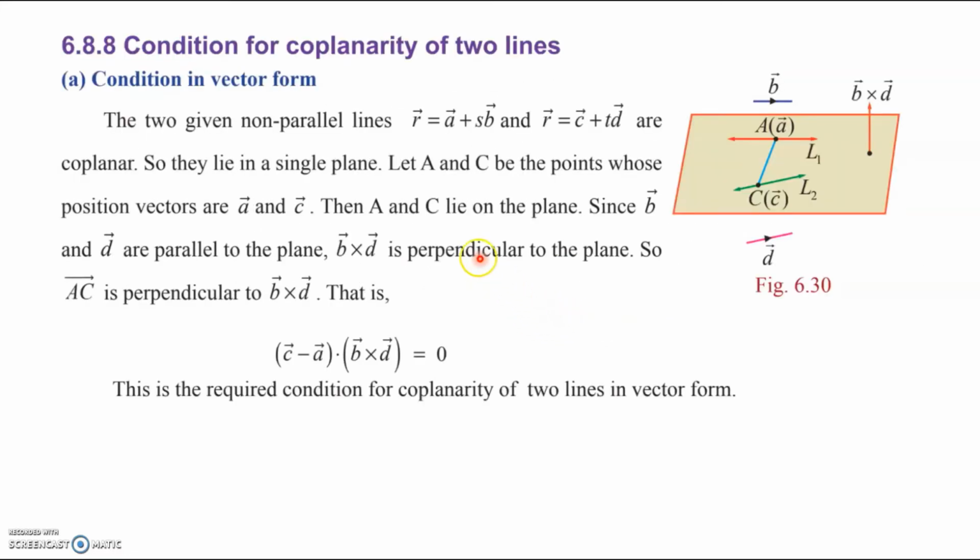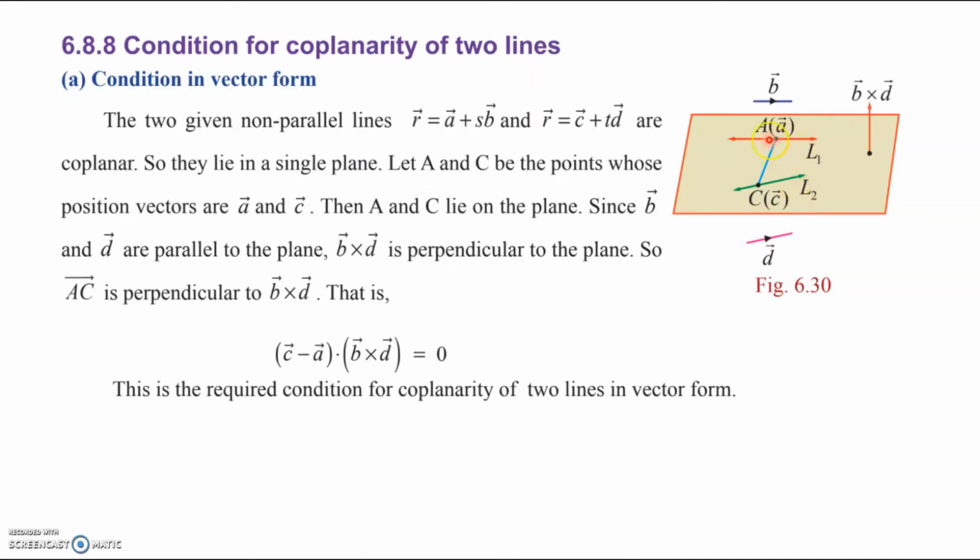Next, let's look at the condition for coplanarity of two lines. Okay, so you're given two lines here. These are the two lines. Let's call this L1, which passes through the point A, and L2 passes through the point C.